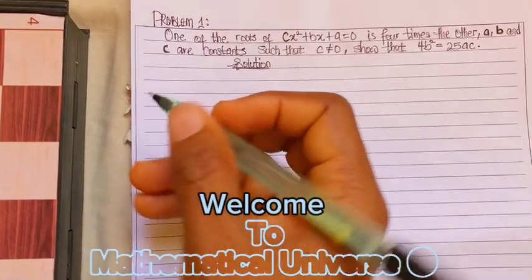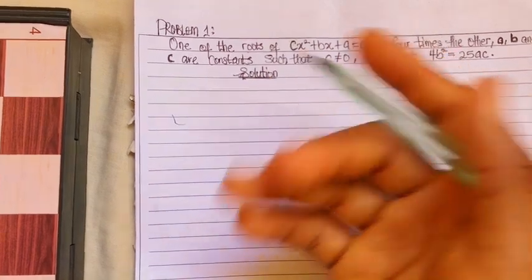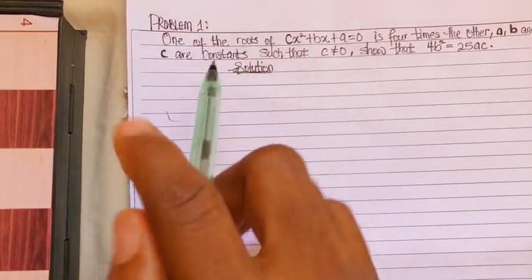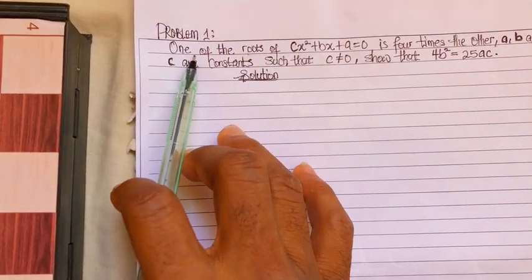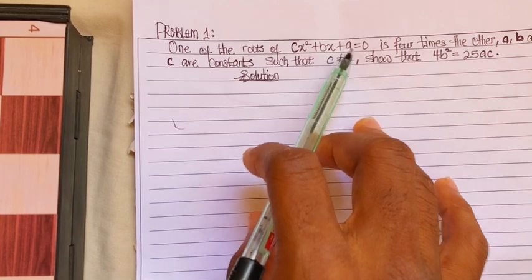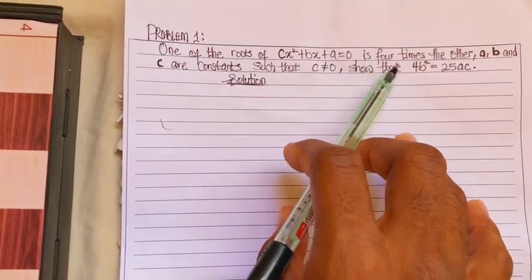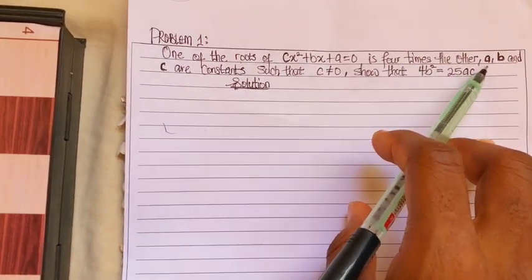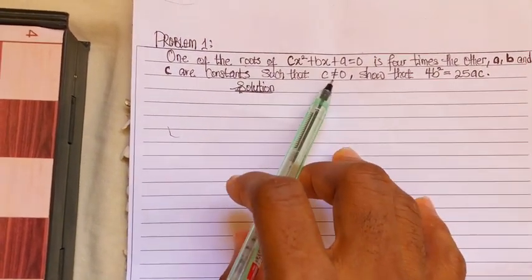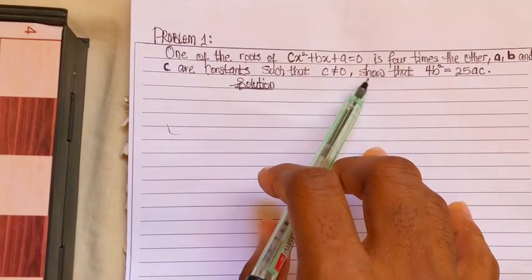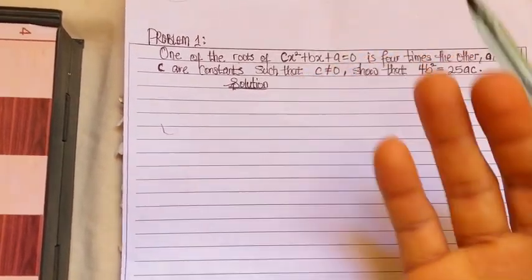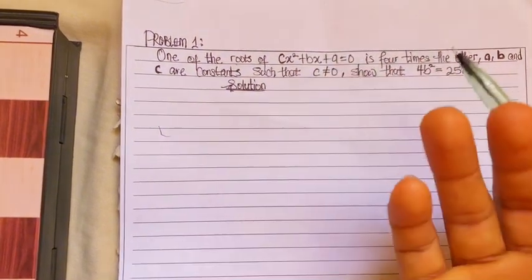In this universe, we'll be treating a more intricate problem in finding the root of a quadratic equation. Now, in this particular problem, it says one of the roots of cx squared plus bx plus a equals 0 is 4 times the other. A, B, and C are constants such that C is not equal to 0. Show that 4b squared equals 25ac. This is more like a proof. We have to show, we have to solve.